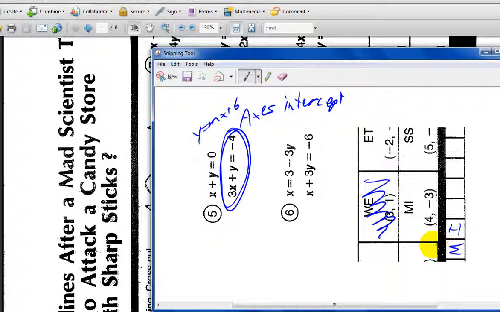Show what you're graphing. Like for me, I'll show you what I suggest.